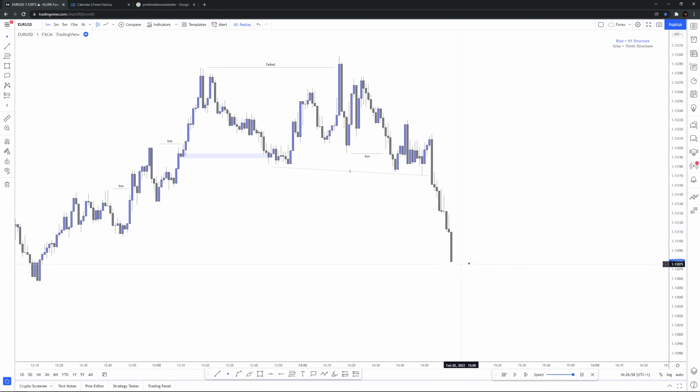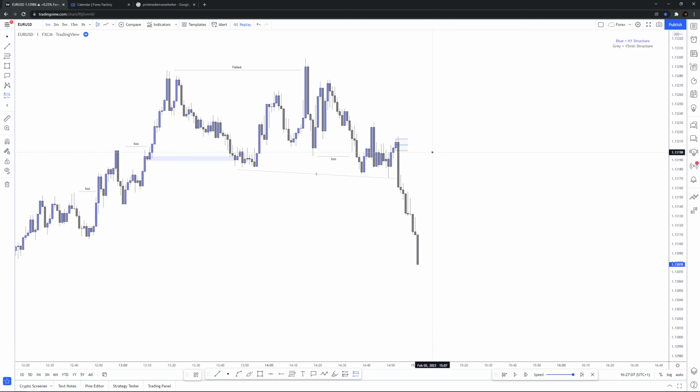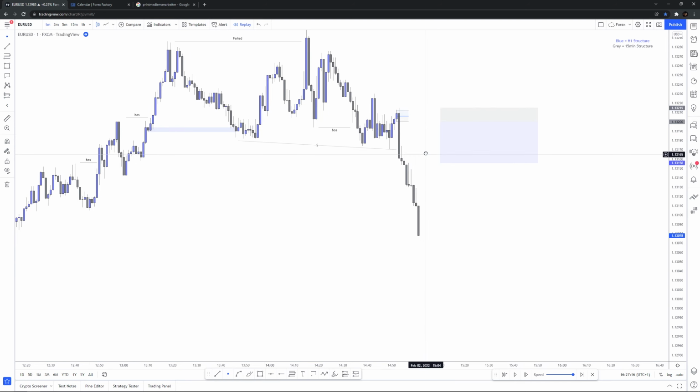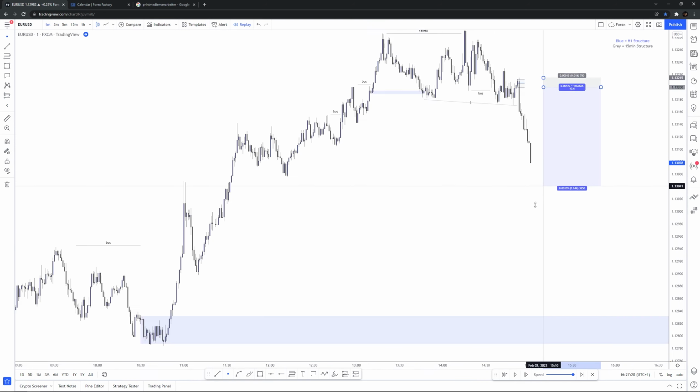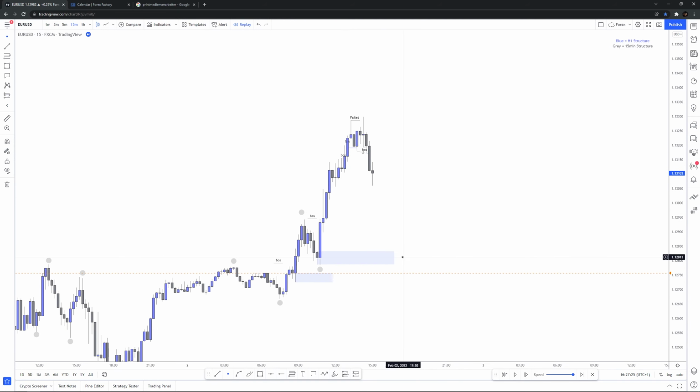And now this was the point where I placed my sell limit. I placed it on the opening of the supply, and my stop loss was 1.5 at the high right there, and my target was the 50-minute demand area that we have right here. So I was aiming for this target.